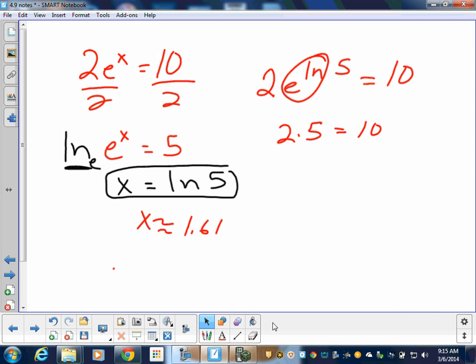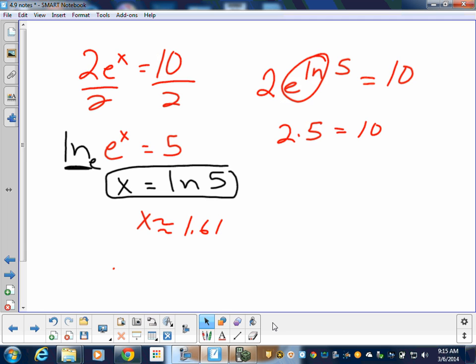Guys, it works. When you get the answer, natural log of 5, and plug it back in for x, it gives you 10. Now, the answer we write is 1.61 because that's what the natural log of 5 is. Anybody? Again, I'll work through the other problems.